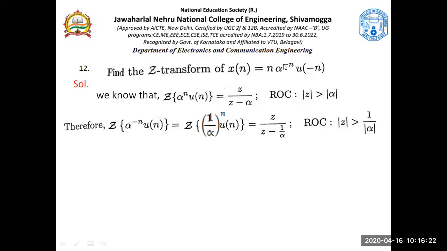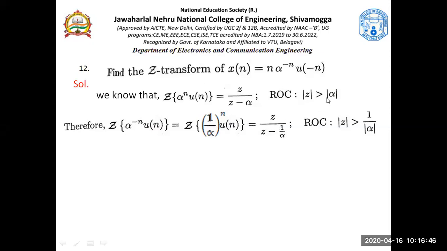So how do we need to do that? We need to bring in this minus and we need to bring in this minus also. Which among these two are we bringing first? We are bringing this minus first. Okay, so after bringing this minus first, alpha power minus n can be written as 1 by alpha power n. Again, this is a standard transform. This is a power n u of n type, a power n u of n, z by z minus a type.